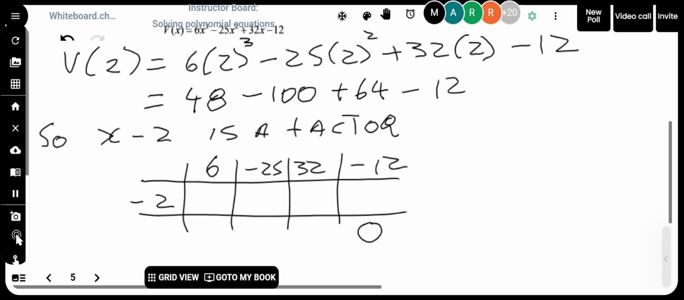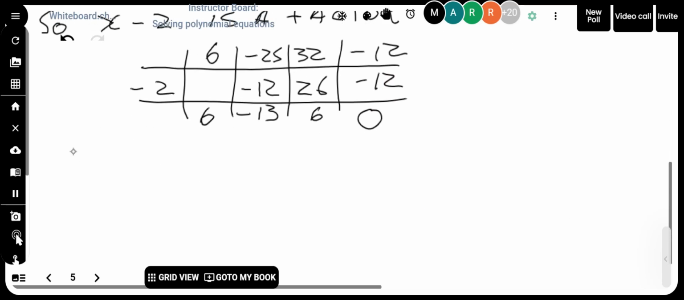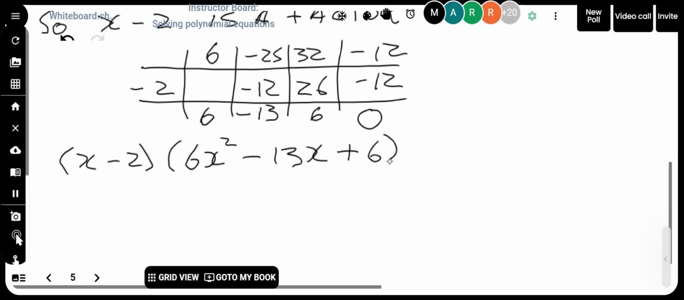Okay. 6 minus 25 plus 32. Okay, good. Bring down the 6. 2 times 6 is 12. -25 plus 12 is -13. This would be 26. 32 minus 26 is 6. And that's -12. Okay, so here's what we have. We have x minus 2, we have 6x squared minus 13x plus 6. This is our v of x formula.